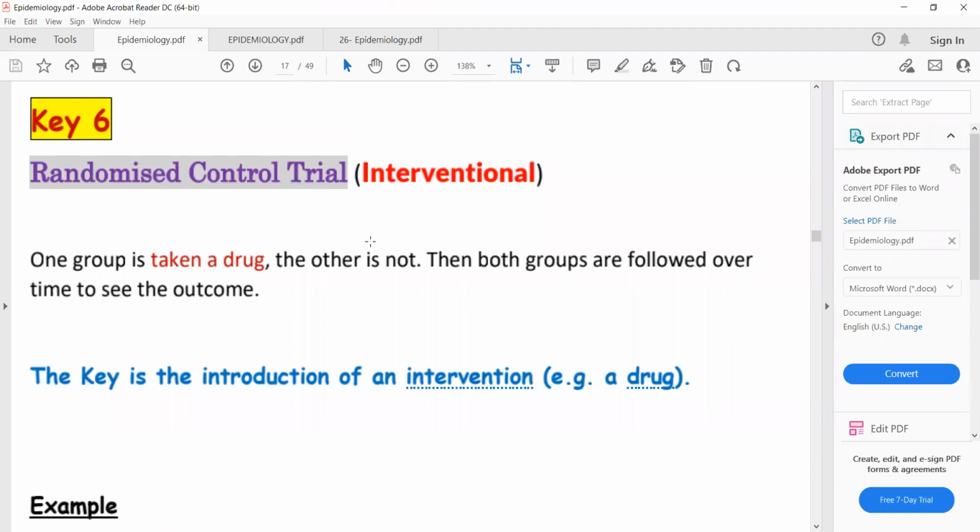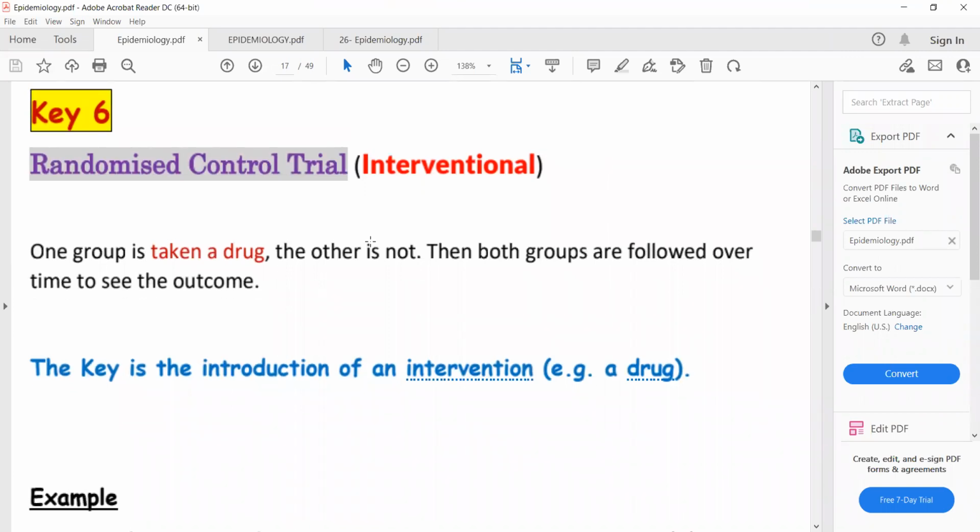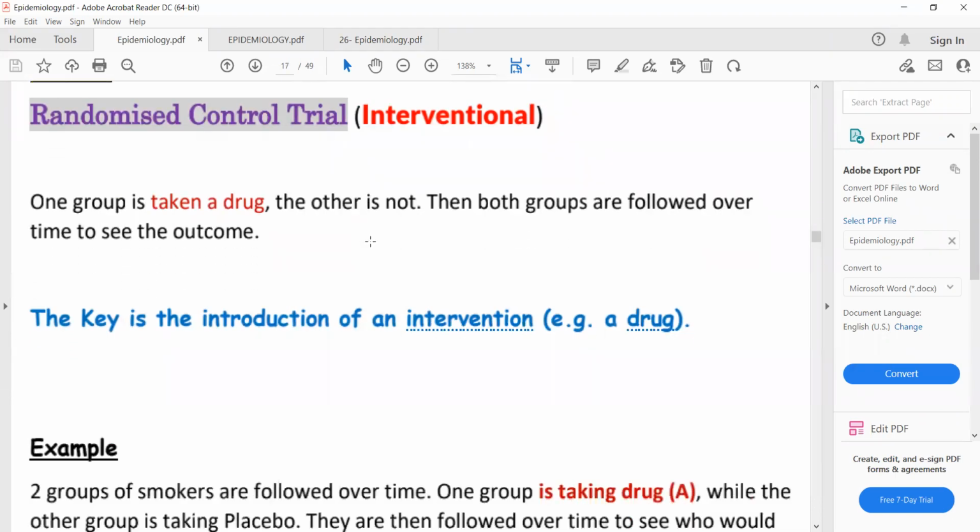Now, randomized control trials, or interventional studies: if there is an introduction of an intervention in a study, then it will be labeled as a randomized control trial.